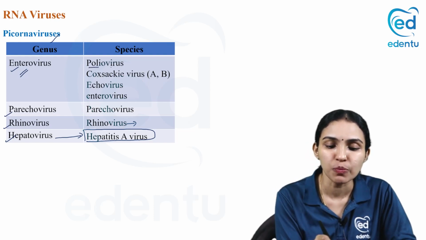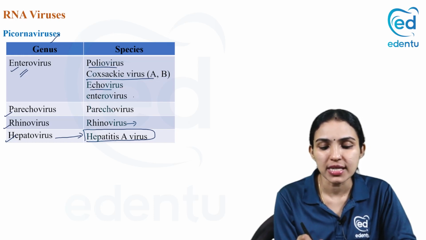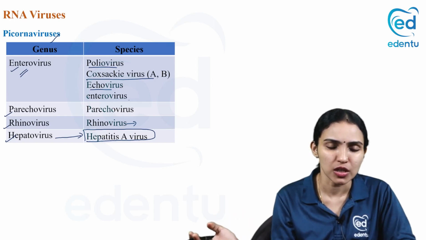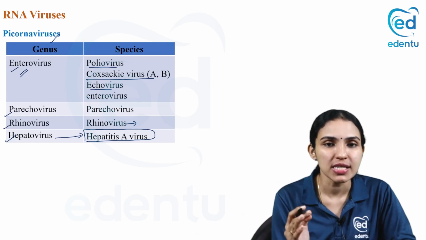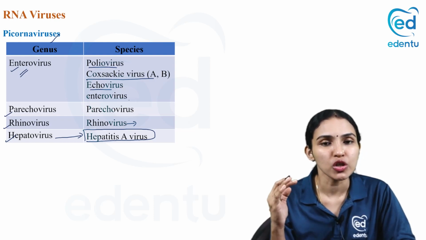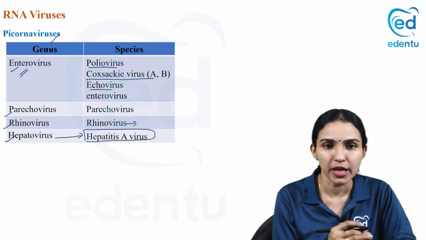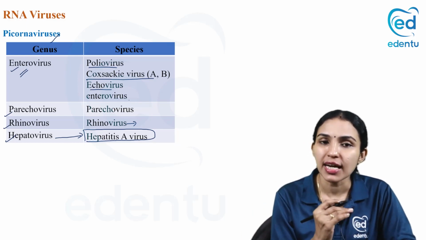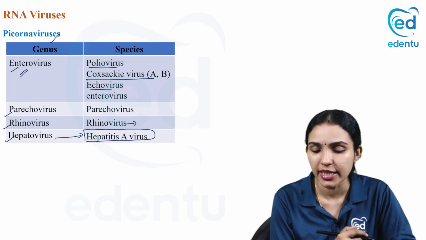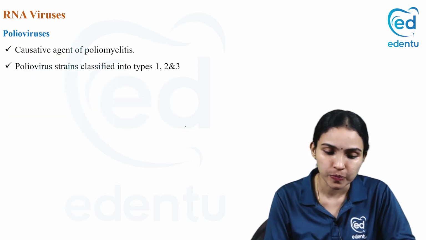This includes poliovirus, Coxsackie virus A and B, and echovirus, and there are various enteroviruses named after numbers like 70, 71 and so on. So you can remember the viruses coming under enterovirus in the Picornaviridae family: polio, Coxsackie virus and echovirus. Then you have separate genera called parechovirus, rhinovirus and hepatovirus. And which is the hepatitis virus that comes under the Picornaviridae family? That is hepatitis A virus. So all these can be asked as MCQs.